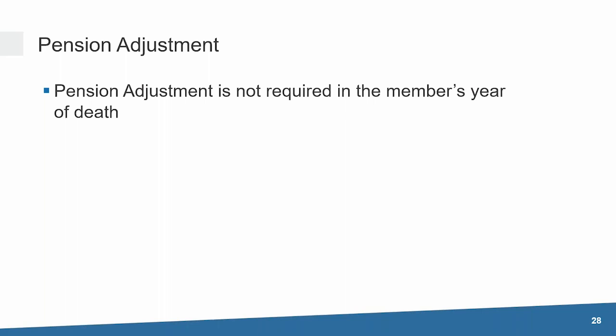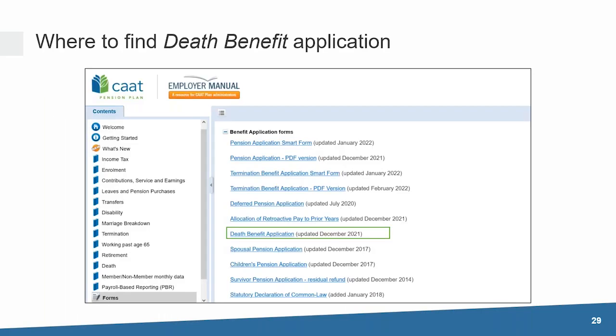A pension adjustment is not required in the member's year of death. The death benefit application can be found in the employer manual under the Forms section.